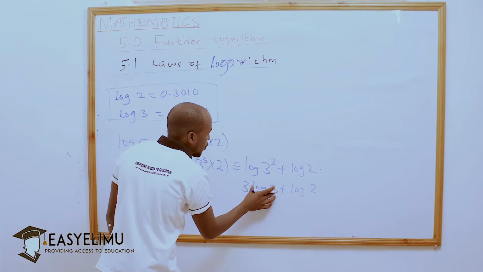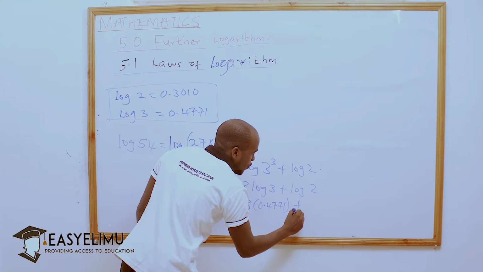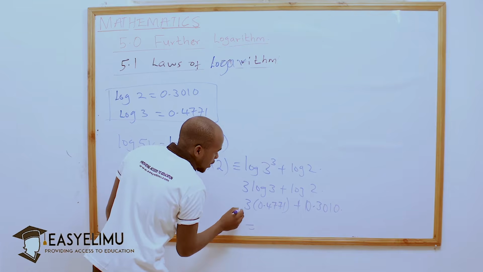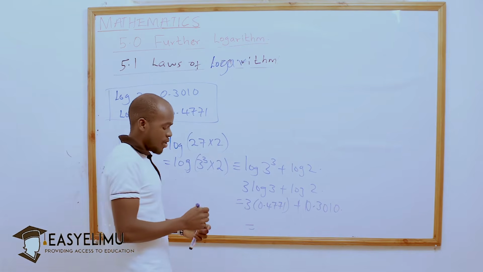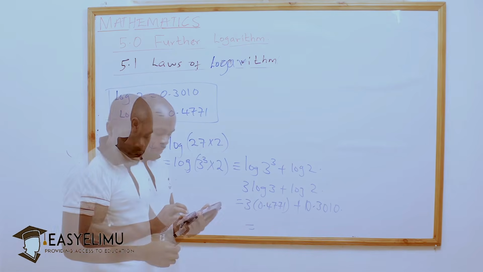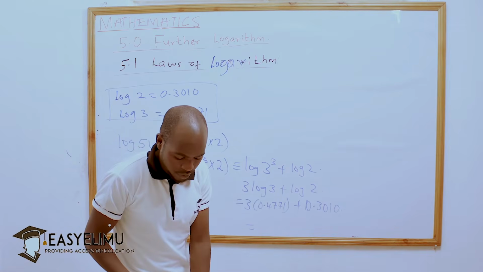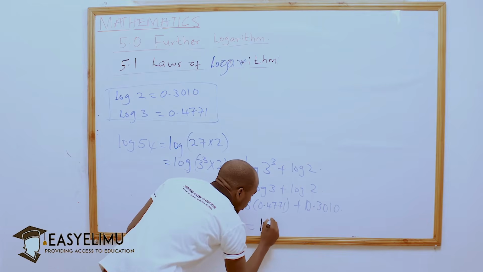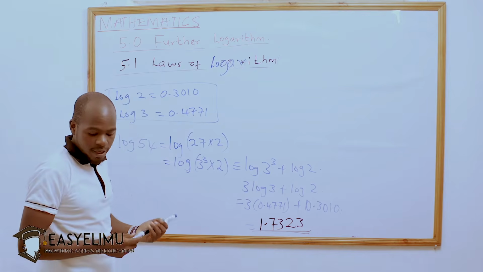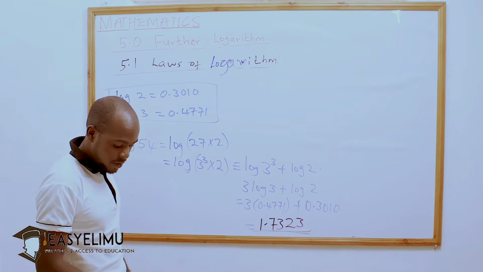And we shall find log of 3 we have been given is 0.4771, and log of 2 we were given 0.3010. So we are going to multiply this one and then add together and see what we shall find as the log of 54. And we are getting the answer there is 1.7323. That is the answer for that log of 54, and that is what I'm finding there as the log of 54. So we have seen the answer becomes that.